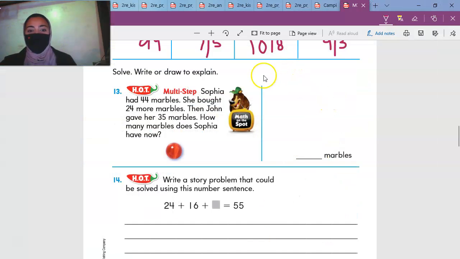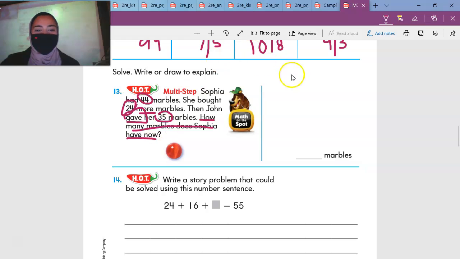Okay. Sophia had 44 marbles. She bought 24 more marbles. Then John gave her 35 marbles. How many marbles does Sophia have now? This is a step-by-step problem. It's really easy, actually. You just have to take it step by step.